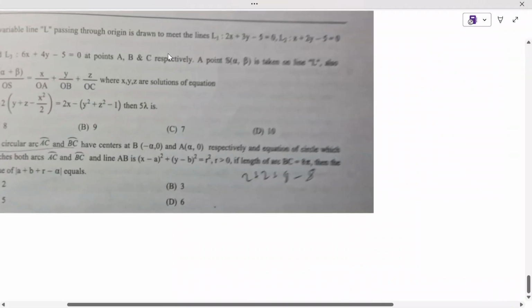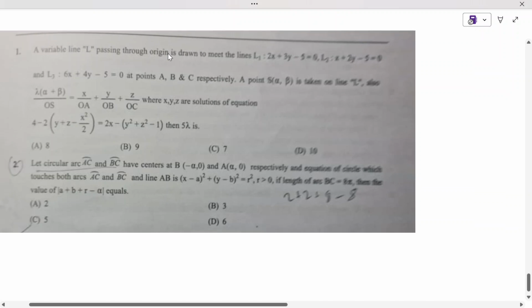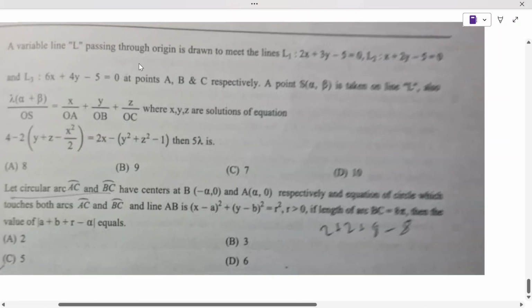Okay, fine. A variable line passing through the origin meets the lines. Okay, I got it. A variable line passing through the origin and meeting the lines.